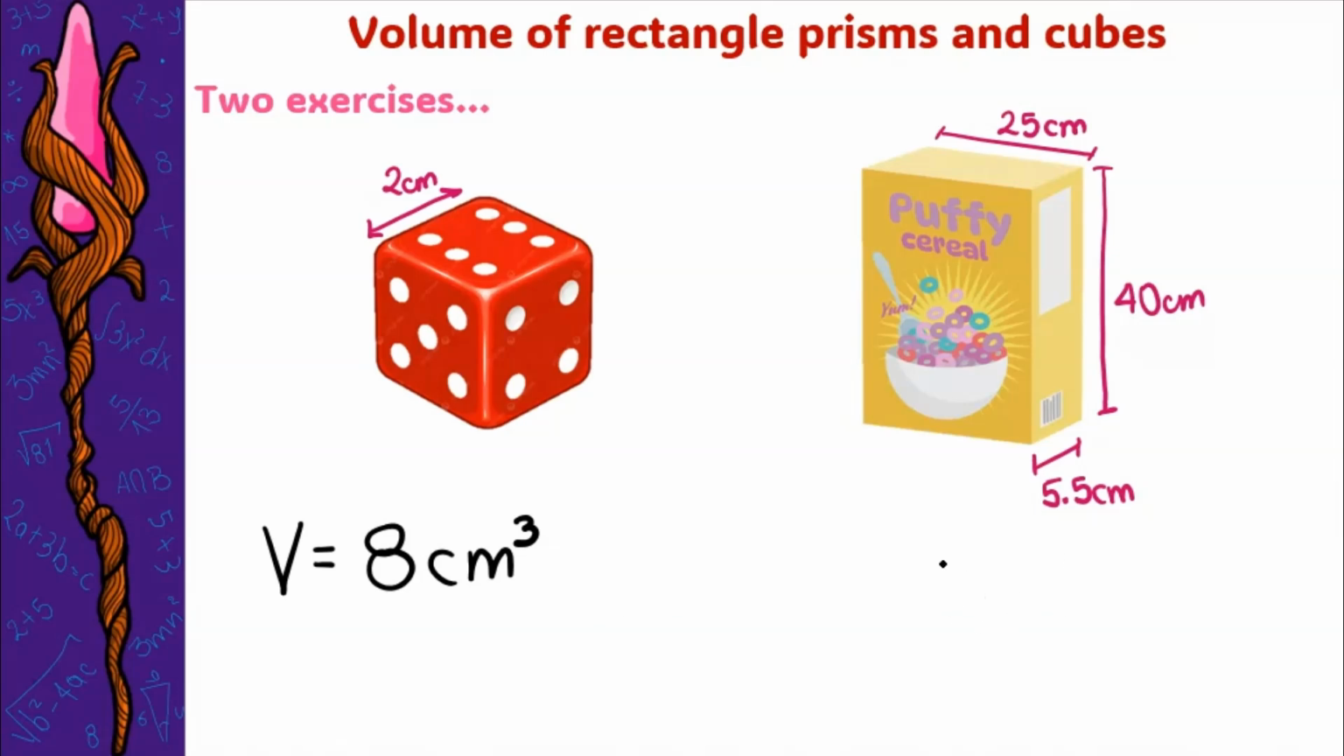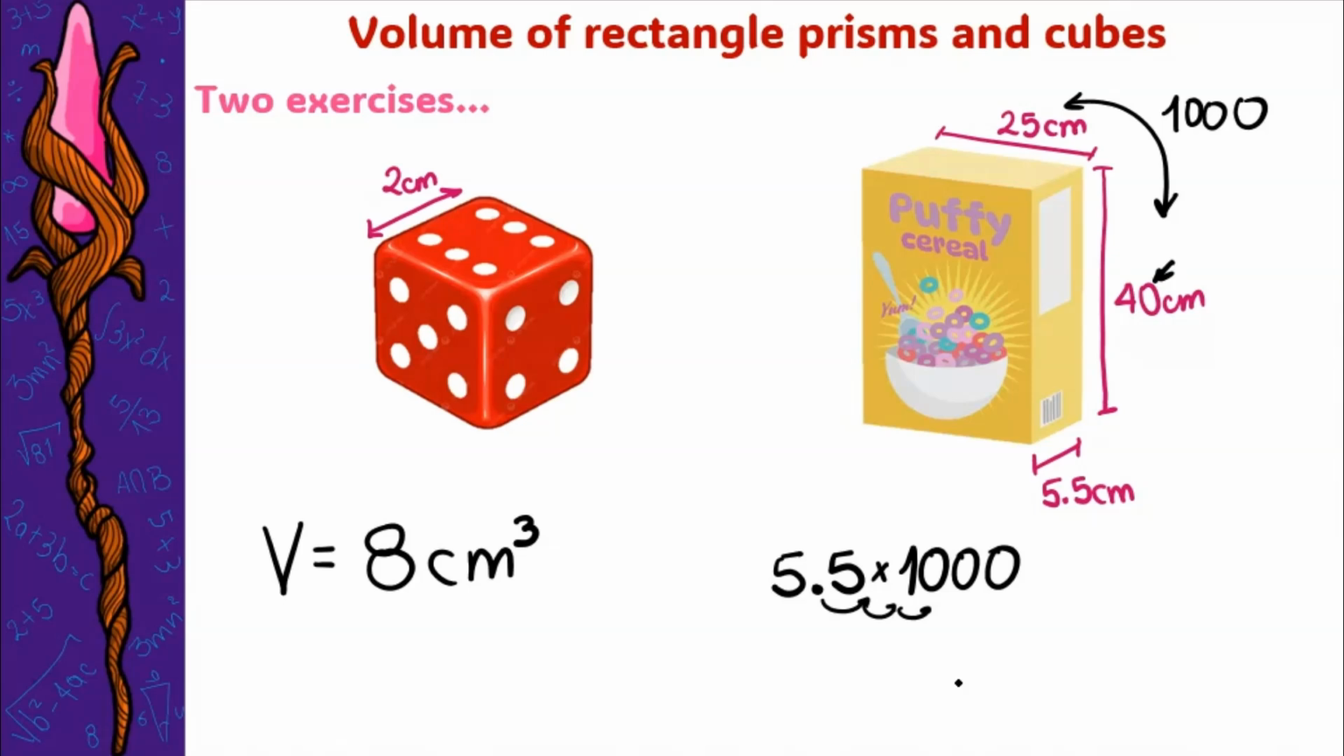And let's check this other one. We need to multiply 25 times 40 times 5.5. 25 times 40 is just 1000, because 25 times 4 is 100, and with this zero it makes it 1000. So the problem is just multiplying 5.5 times 1000. Remember, multiplying by powers of 10 is just moving the decimal point, in this case 3 times. So it would be 1, 2, and 3. We need to complete with 2 more zeros. So it's going to be 5,500 cubic centimeters.